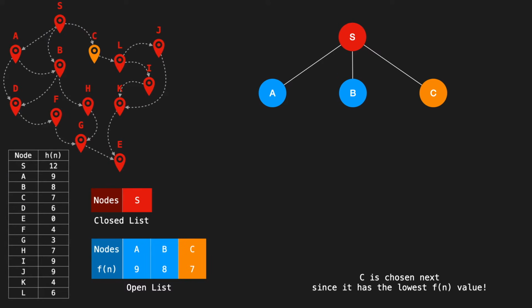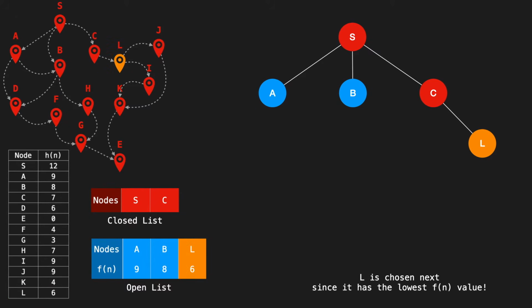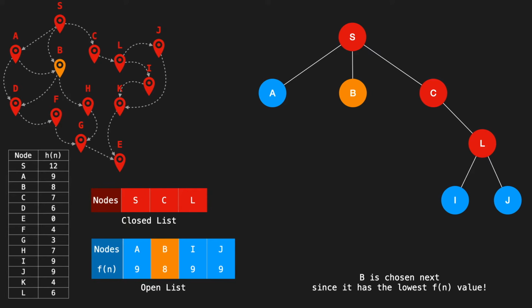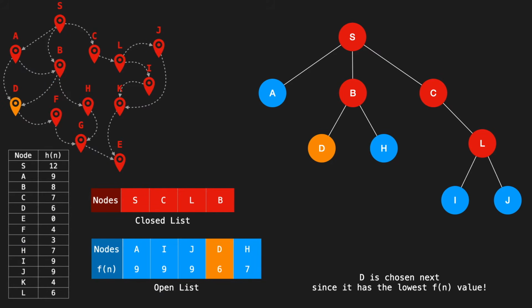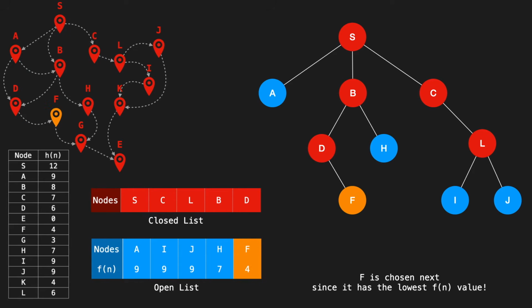Since C has the lowest f of n value, it is chosen next. C is expanded and L is added to the open list. Now, L has the lowest f of n value. Hence, we expand L and add I and J to the open list. Now, B has the lowest f of n value, hence we expand B and add D and H to the open list. Now, D has the lowest f of n value, so we expand D and add F to the open list. Since F has the lowest value now, we expand F and we get G, which is added to the open list.